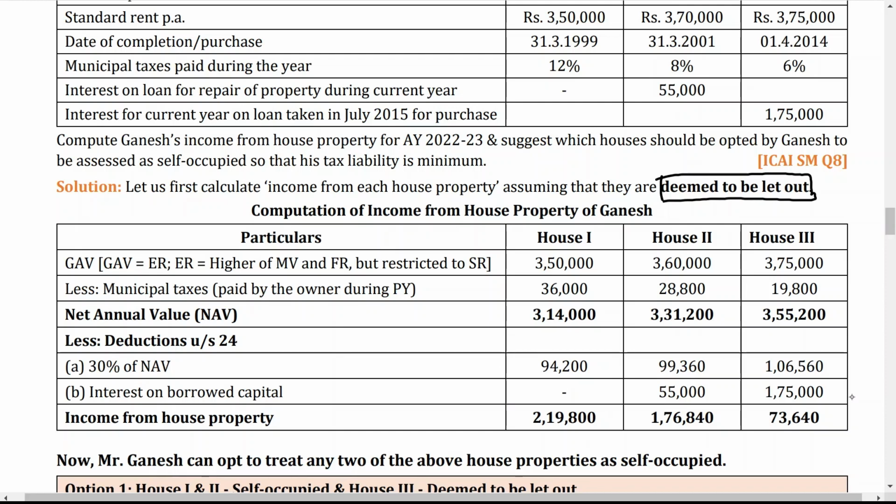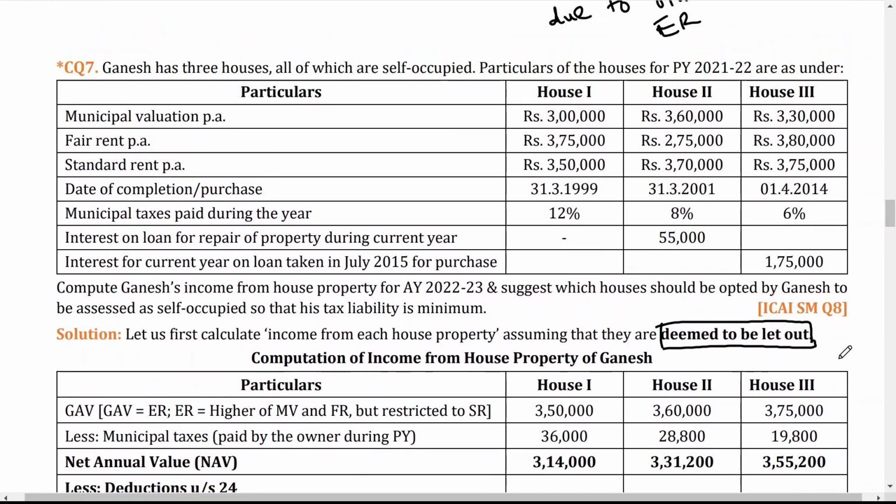So let us start the calculation by assuming that all these houses are deemed to be let out property. Deemed to be let out is equal to let out only, means you are assuming it is a let out property. Now GAV in case of deemed to be let out property we already discussed in one video. GAV is equal to ER, because here ARR is not possible because actual rent received is not there, since you are assuming that it is deemed to be let out. So higher of MV or FR, whichever is higher but subject to SR.